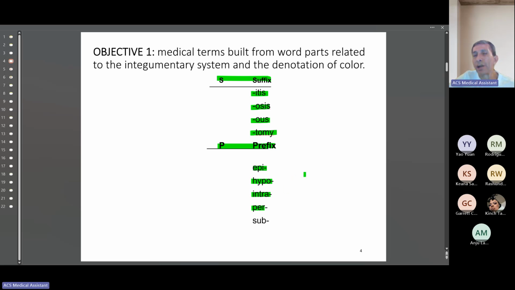Per means around. It's not above, it's around, over. Sub is the opposite. Sub means under. Remember, it's like the subway. Subcutaneous. We're going to talk about subcutaneous. We went already over cutaneous. Cutane, skin, subcutaneous, underneath the skin.